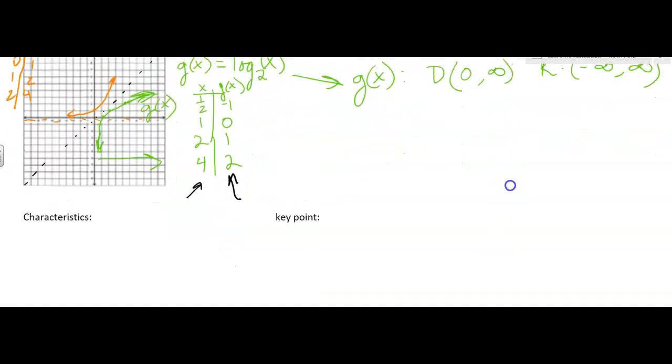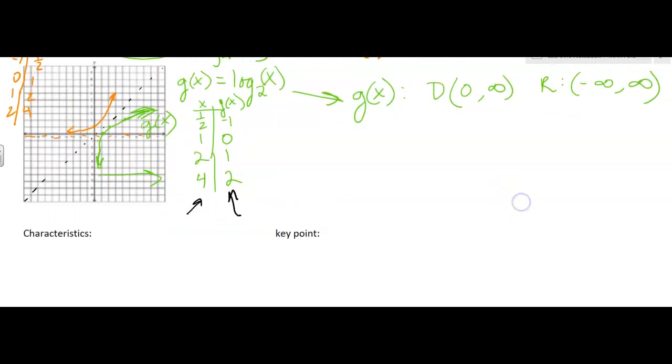All right, a couple characteristics. We talked about most of them. By the way, we're just talking now about the logarithmic function. So, characteristics of g of x equals log base b of x. We'll just do it in general terms.